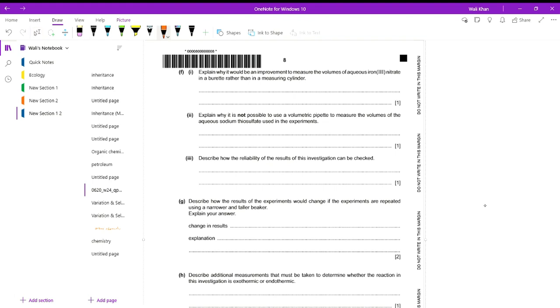Explain why it would be an improvement to measure the volume of aqueous iron nitrate in a burette rather than in a measuring cylinder.